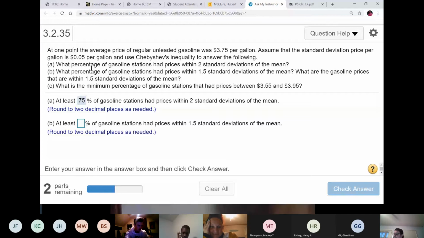All right, so what does B say? K is equal to what? 1.5. All right, now I want you to plug that in. K is equal to 1.5.